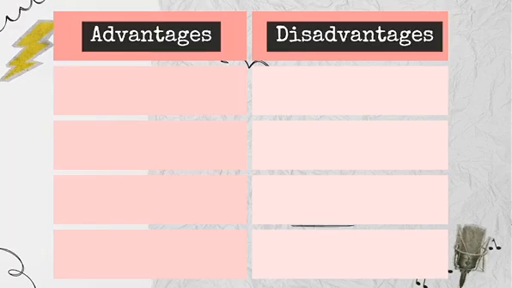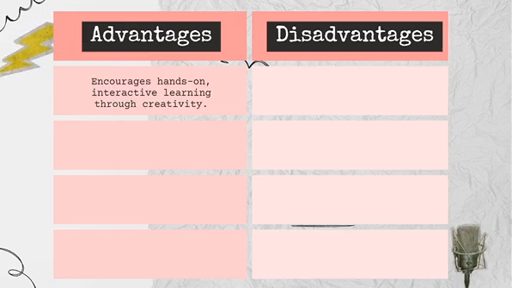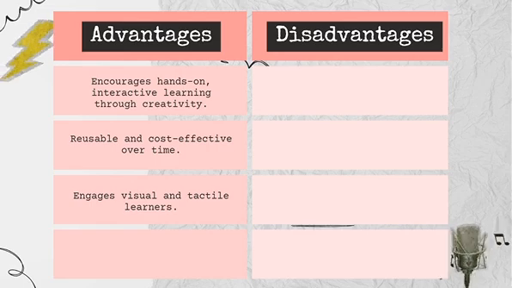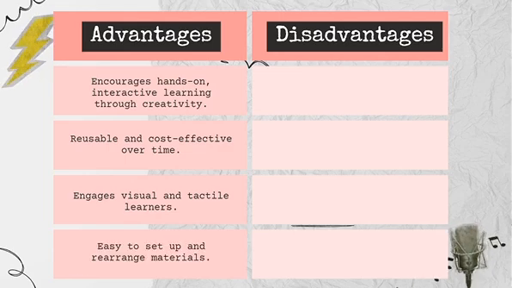Let's see what the advantages and disadvantages of flannel boards are. First, it encourages hands-on interactive learning through creativity. Secondly, it is reusable and cost-effective. Thirdly, it engages visual and tactile learners. Also, flannel boards are easy to set up and rearrange materials.